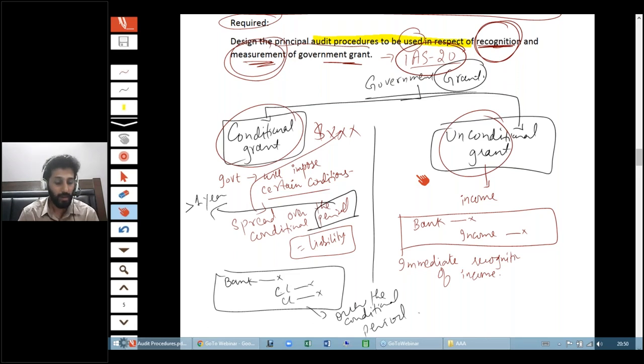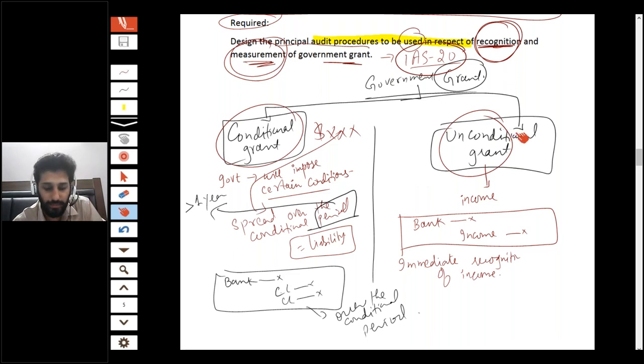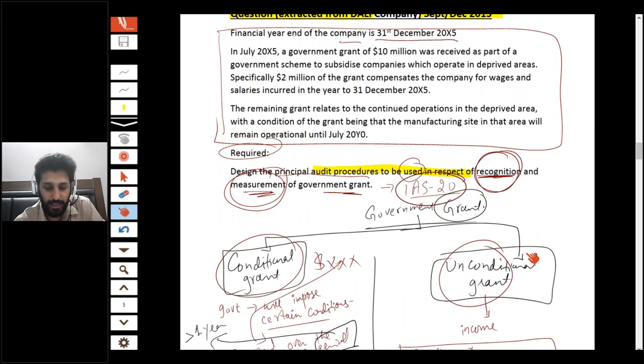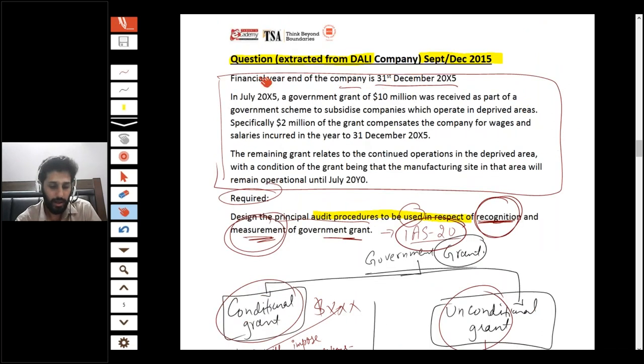Now I am going to read this case, and we'll be applying the audit procedures. The financial year end of the company is 31st December 20X5. You probably might have read this information. I have extracted this from September, December 2015.